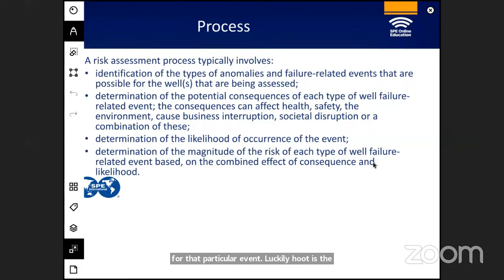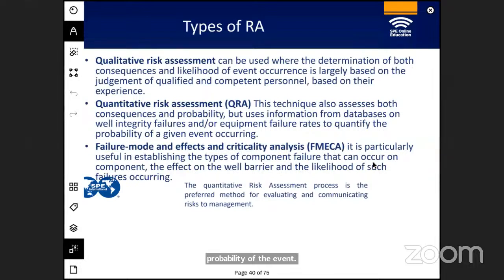So, types of risk assessment. First is the qualitative risk assessment, the other is the quantitative risk assessment, and there is another assessment called failure mode and effect and criticality analysis, FMECA. So qualitative is when we do not have the exact probabilities of failure.